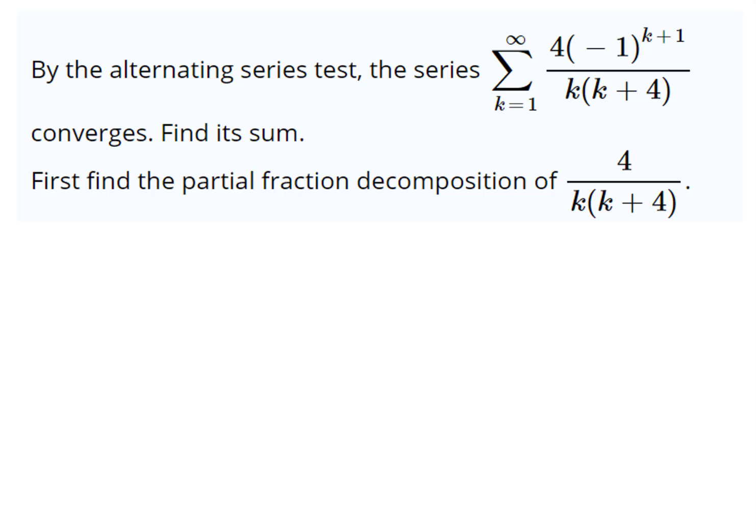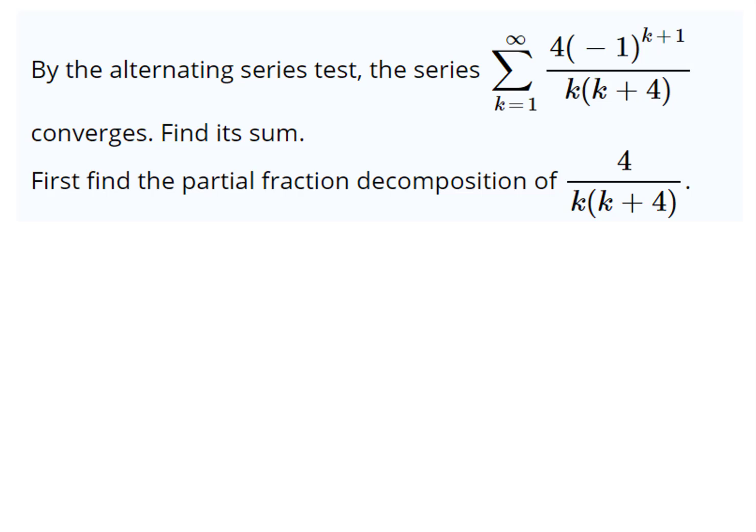By the alternating series test, the series converges. First of all, let's just quickly talk about that. It is an alternating series. We see the negative 1 to the k plus 1. And if we looked at the limit as 4 over k times k plus 4 goes to infinity, fixed numerator, denominator going to infinity means that the terms go to 0. So by the alternating series test, yes, this does converge.